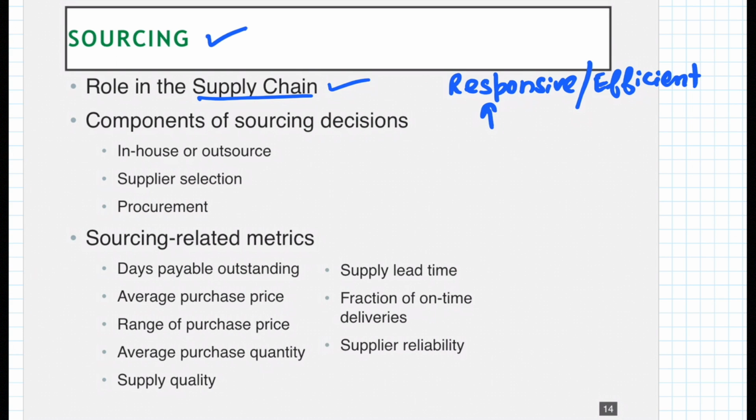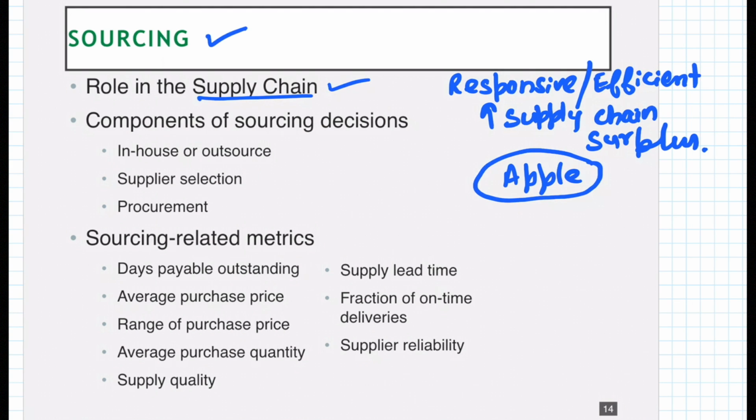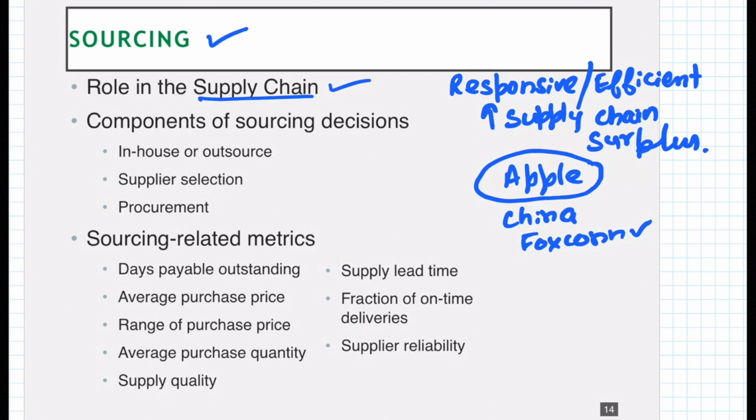The idea is to increase supply chain surplus. If you look at the example of Apple, most of their products are manufactured in China at a company called Foxconn. When they decided to do it at this company, they must have taken into account that they'll be able to do so in such a way that it increases the supply chain surplus.